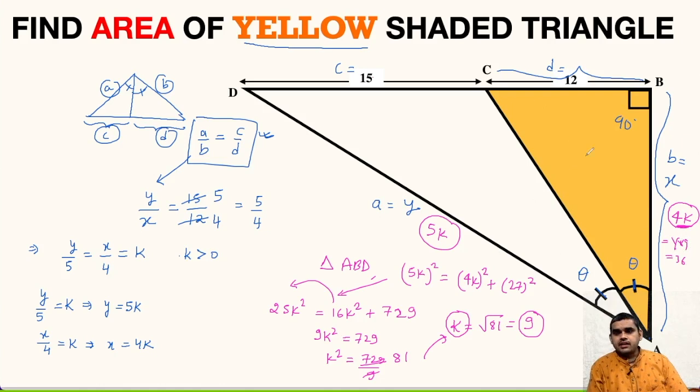Now the area of the yellow shaded region will be equal to half times the base, that is 12, times the altitude, which we just found as 36. So 2, 6 times 12. So 36 times 6 will be 216 square units. So the area of the yellow shaded region is 216 square units.